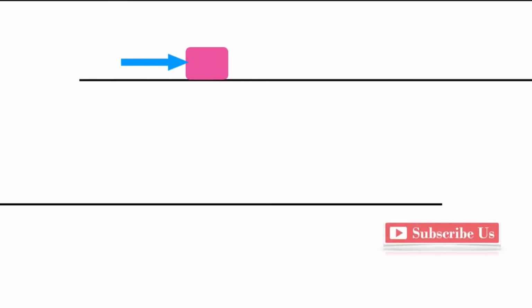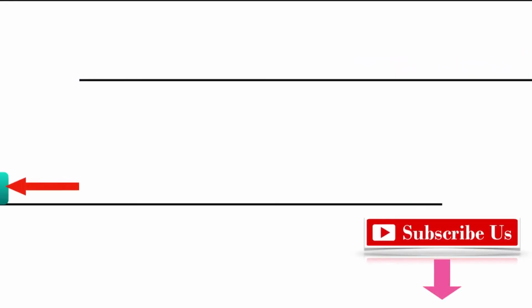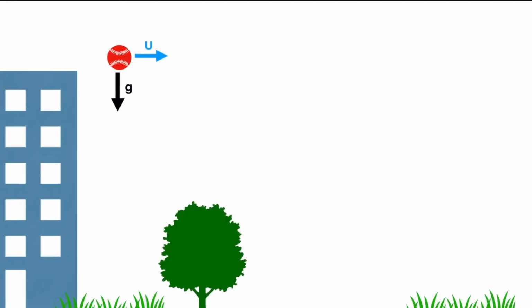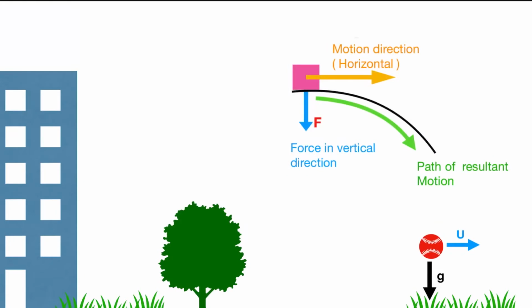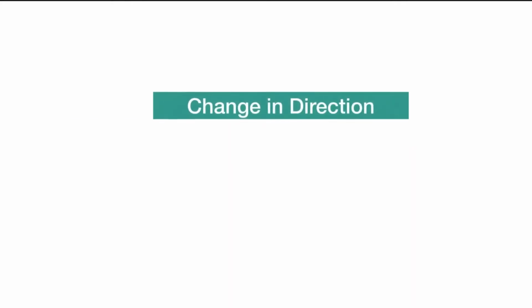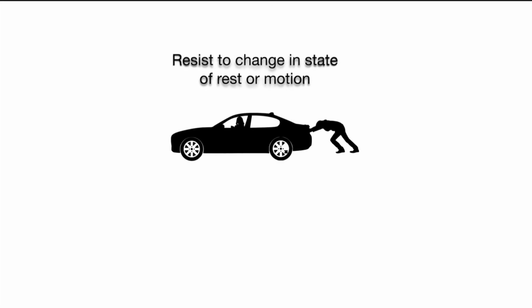To accelerate an object, you need a force. To retard and stop an object, you need a force. And even to change the direction of motion, no doubt you need a force. So to move, stop, accelerate, retard or change the direction of motion of an object, you need a force. This shows the tendency of an object to resist the change in its state of rest or motion. This tendency to resist the change is known as the inertia of that object.